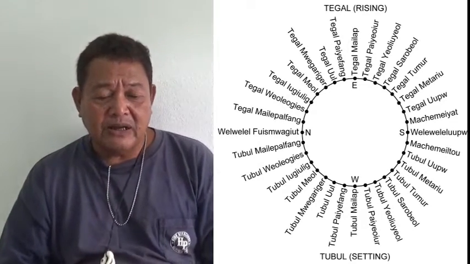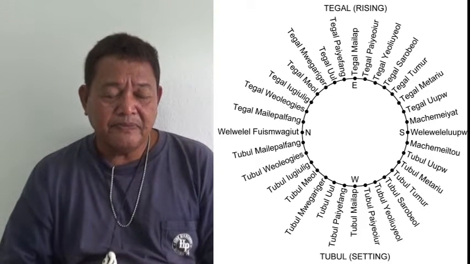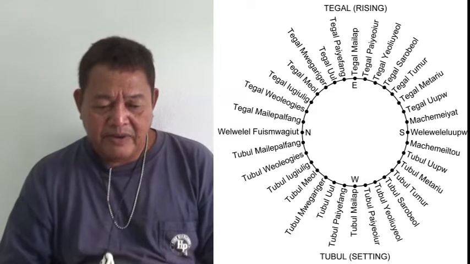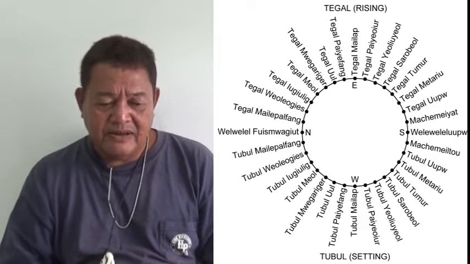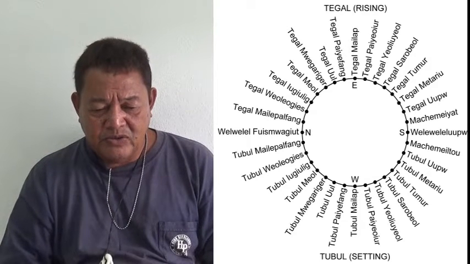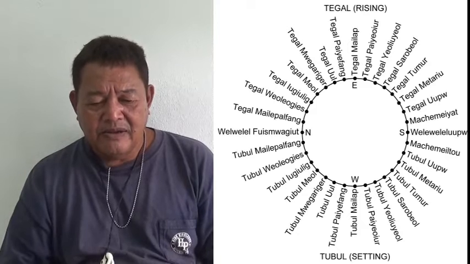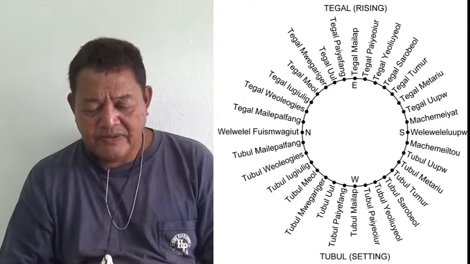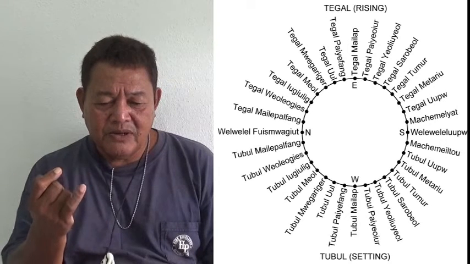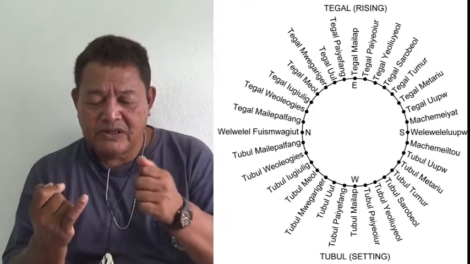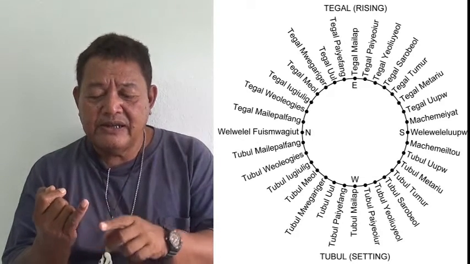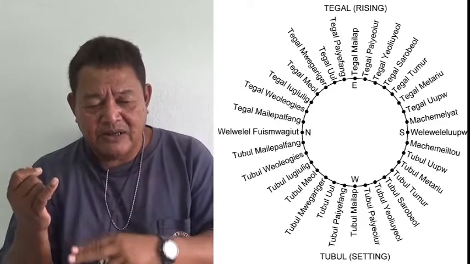So when we name the stars, we tell them Terag Mailap, Terag Payug, Carolinian, Terag Sarwan, Terag Tumur, Terag Metaw, Terag Machmeya, Warwadu. Now you start from east all the way to the south, coming down to south. And then you go below south, these are the ones that are the setting.